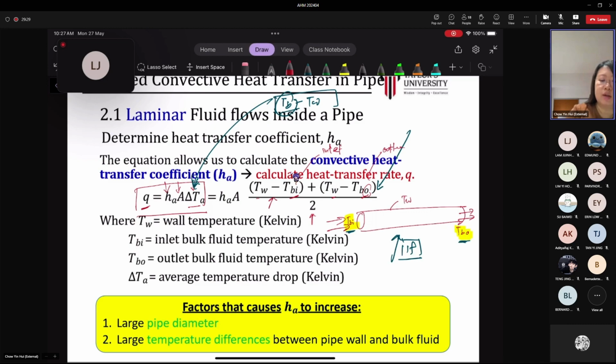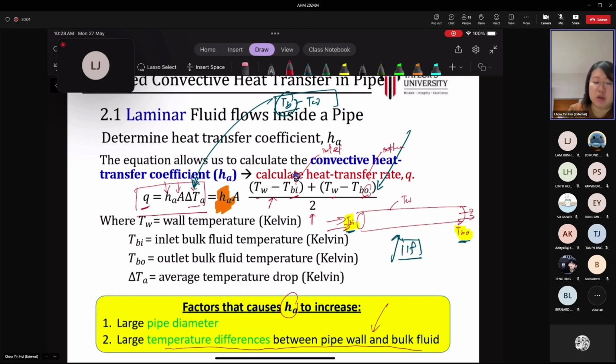Now sometimes this h value is like the thermal conductivity k. Theoretically, we know that the thermal conductivity will vary with the range of temperature being investigated. Most of the time when we do the calculation, we assume that the k value is constant. So here, the h value, the average convective heat transfer coefficient, will also be affected. It will vary as well if there is a very large temperature difference between the pipe wall and the bulk fluid.